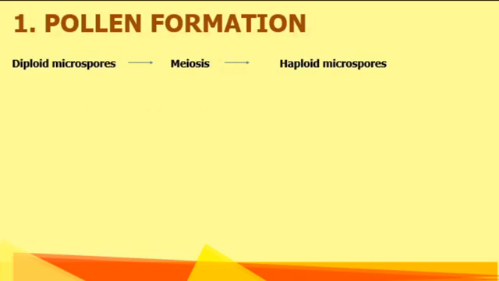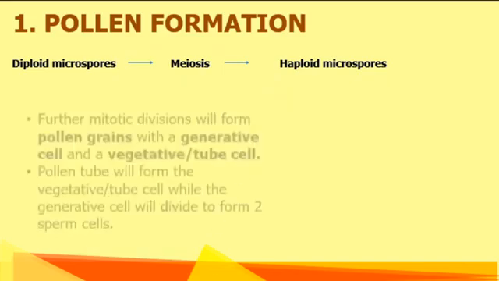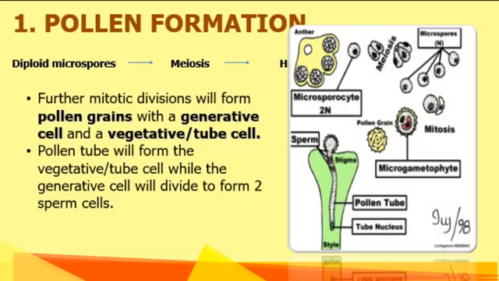Let's take a closer look at each of those. So first, here in the pollen formation, you can see the diploid microspores. They undergo cell division, meiosis, to create the haploid microspores. I'll show you a picture over here.